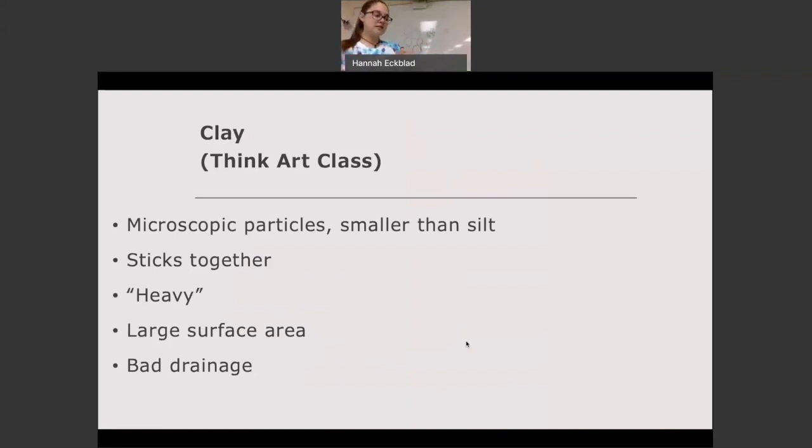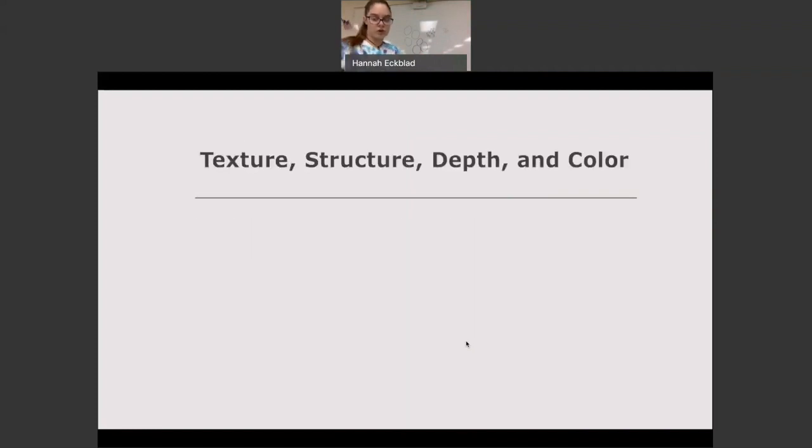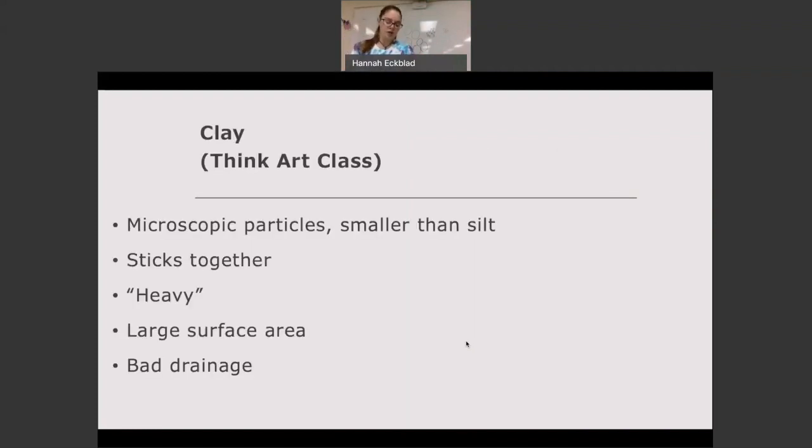Now, I don't want to say no, but very few soils are 100% sand, 100% silt, or 100% clay. Most are a mixture of that. We usually call that loam. But they have a percentage of each type of particle size. So that ends us where we are. That ended day 1 of our soil chat.